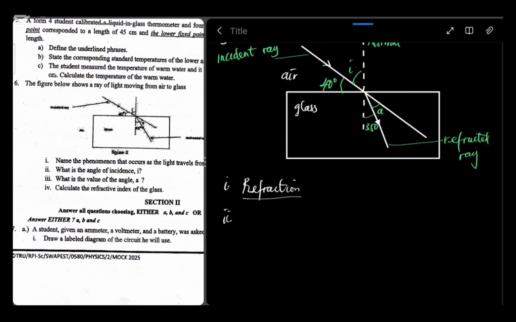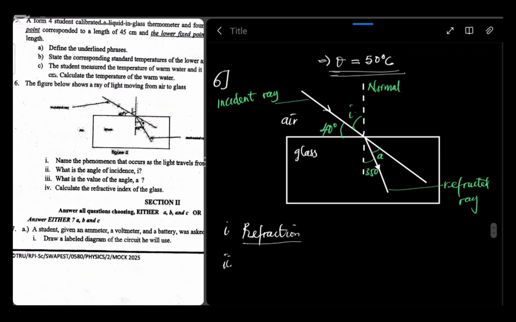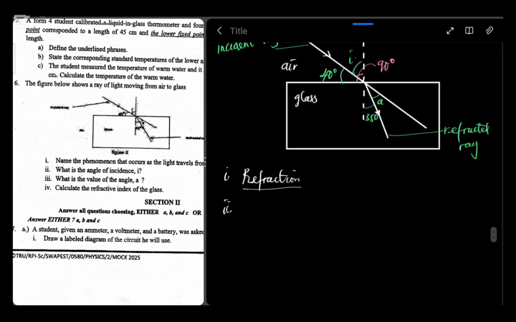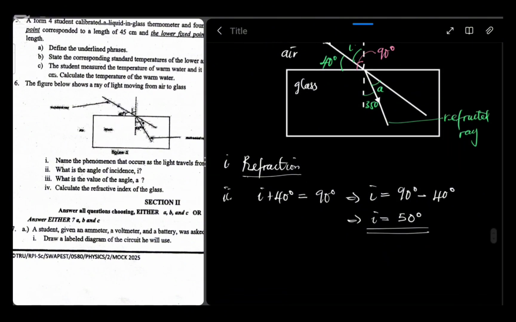Roman 2 asks, let's calculate the value of the incidence angle I. If you look at the diagram clearly, this angle here is 90 degrees. Since I and 40 degrees make 90, I plus 40 degrees equals 90 degrees, so I equals 90 degrees minus 40 degrees, which boils down to 50 degrees. That is the angle of incidence.